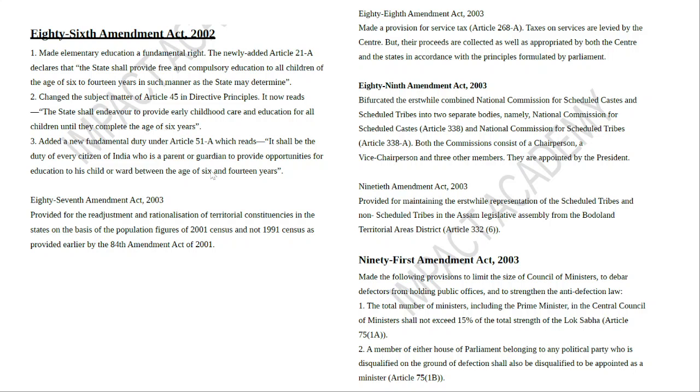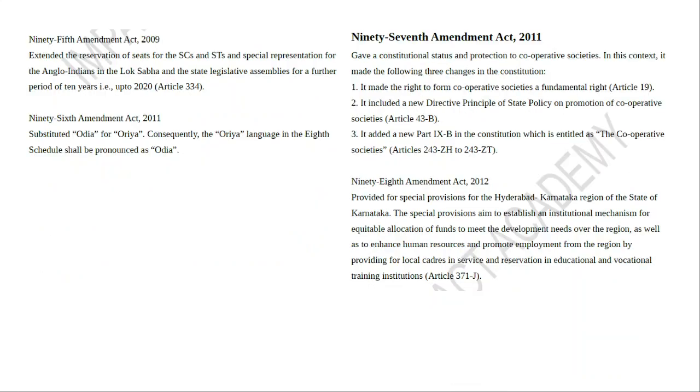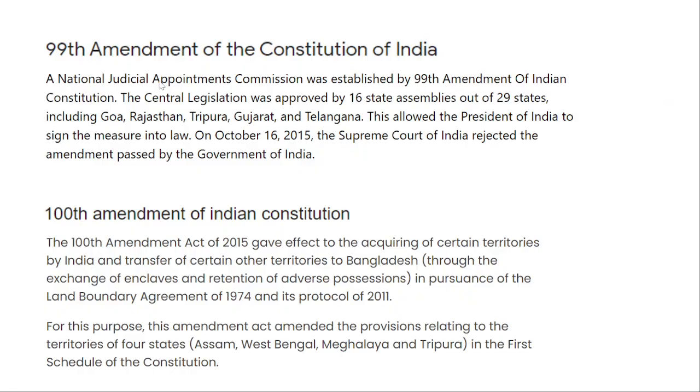And 45 is up to 6 years. See, 6 to 14 is covered in these two. So 45, the content has been changed to up to 6 years. Because the government does not provide education before 6 years, right? It only provides from first standard. It doesn't provide LKG, UKG, etc. Okay, so 86th Amendment Act 2002 is also considered as right to education. So 95th, right? 95th Amendment Act 2009 extended the reservation of seats for SCs and STs up to 2020. Okay, so that is 95th.